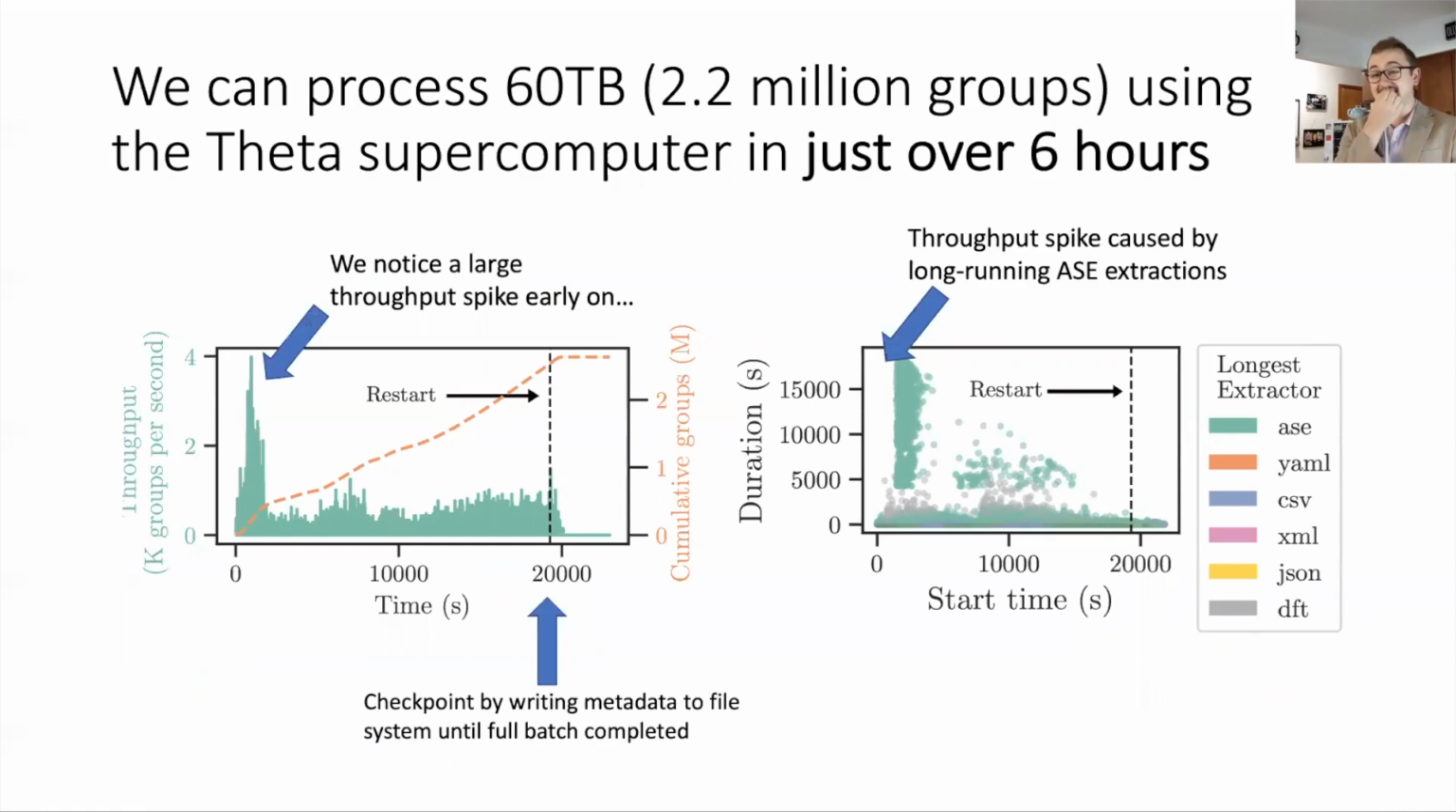And then finally, probably our largest experiment: we processed 60 terabytes of data, 2.2 million file groups, using the Theta supercomputer at Argonne in just over 6 hours. There are a couple of interesting things we noticed in doing this, right? First, there's this giant black line here.